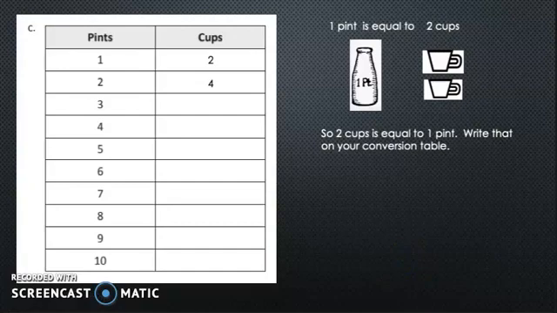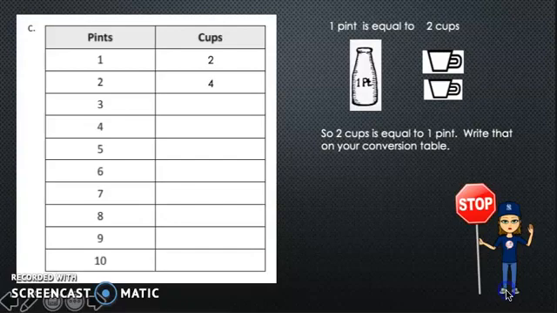We already know that 2 pints equals 1 quart. So, how many cups are there in 1 quart? Yeah, there's 4 cups in 1 quart. Okay, so now I want you to pause the video and complete the table.